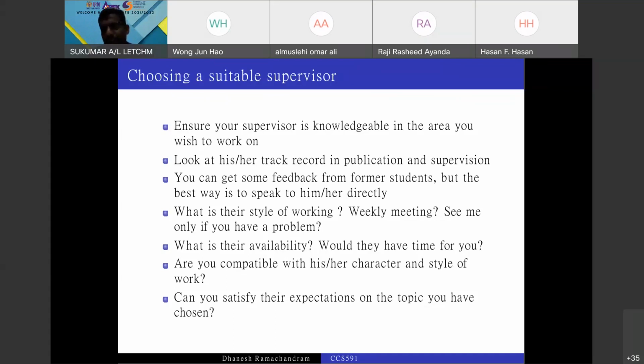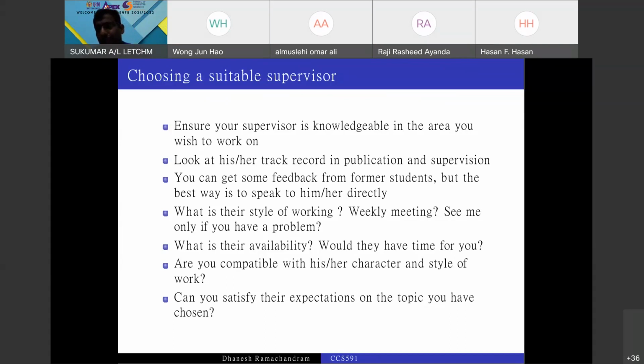What is their style of working? Also, you need to know. Normally you learn this from people's mouth to mouth marketing, we call that. How does this supervisor normally work? Are they demanding so much from the students? Are they very easygoing but end up failing the student? It depends. Different lecturers have different patterns, so you need to know them. Which one suits you? Do they demand a weekly meeting, or say see me only if you have a problem? Both have pros and cons. You need to know that. What is their availability?